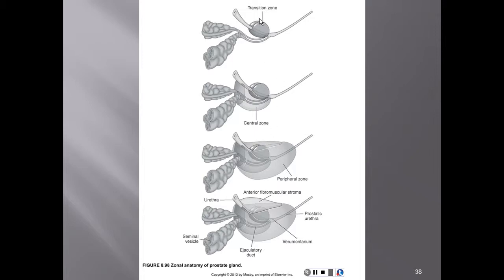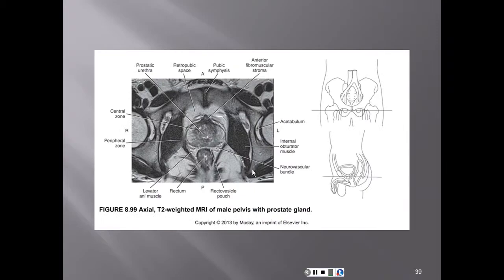So you have the transition zone, the central zone, and the peripheral zone. All of this comprises the prostate gland. So now we attribute that information to sectional anatomy. This image can be found on page 546. And we see the prostatic urethra sitting right there in the middle of the prostate. And you can see the different zones. You see the peripheral zone. You see the central zone.